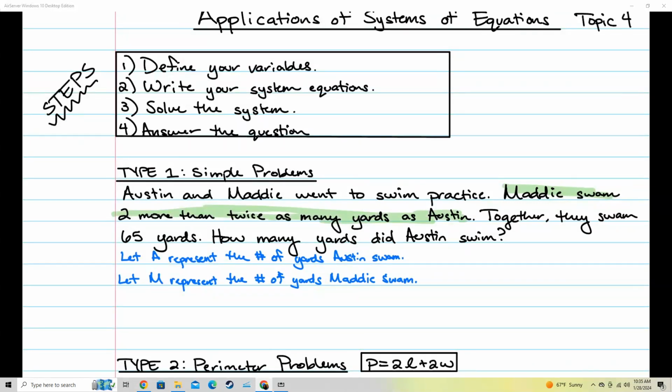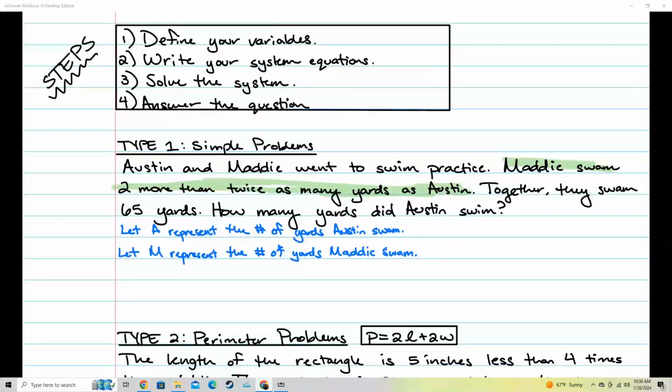So on these kinds of statements, did they tell you something about Maddie or did they tell you something about Austin? Here, they're telling you that Maddie swam, right? So they're telling you something about Maddie. And they're telling you that the distance she swam is equal to two more than twice as many yards as Austin. So I'm going to come up with a formula. I know that they're saying Maddie swam.